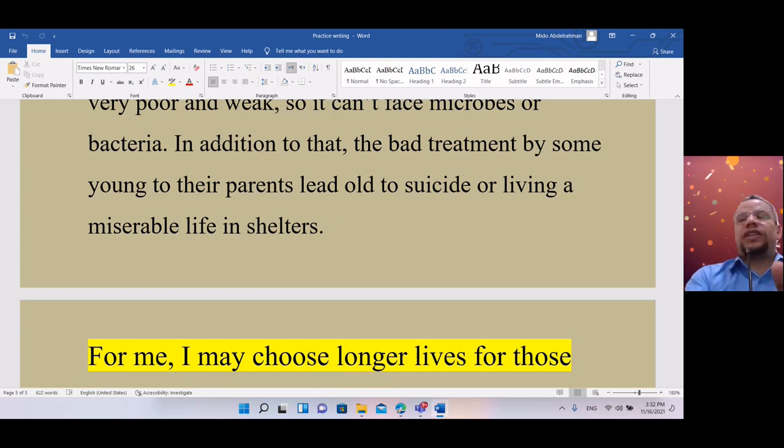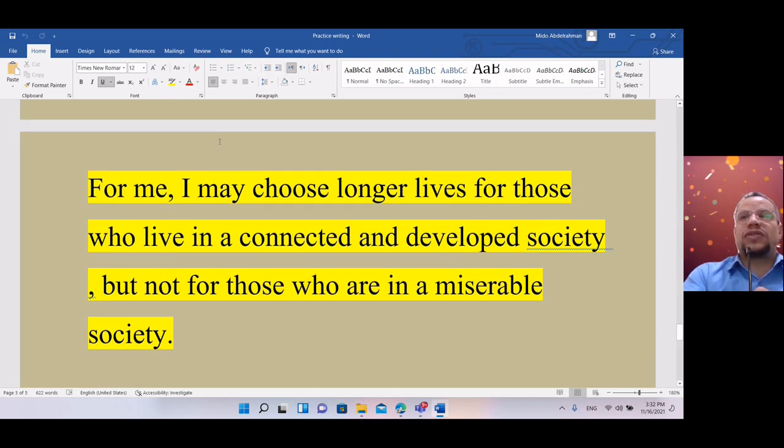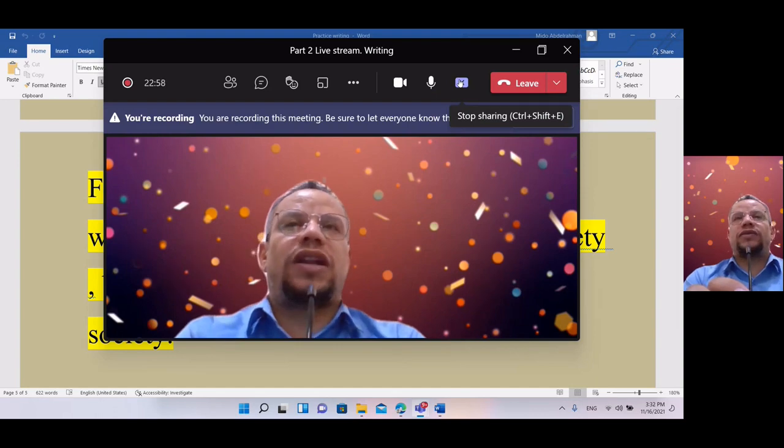Now we finish all the ideas in order using a strategy of what, how, why. To the conclusion now, for me, your opinion, I may choose longer lives for those who live in a connected and developed society, but not for those who are in a miserable society. That's all for today. And this is for section 2 or part 2 in the question in our live stream today.